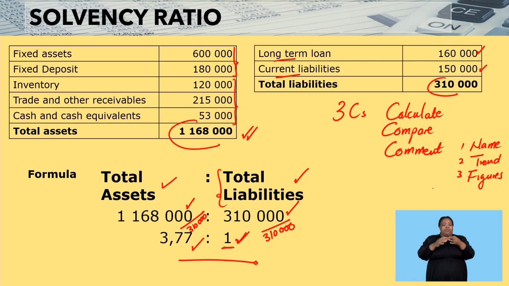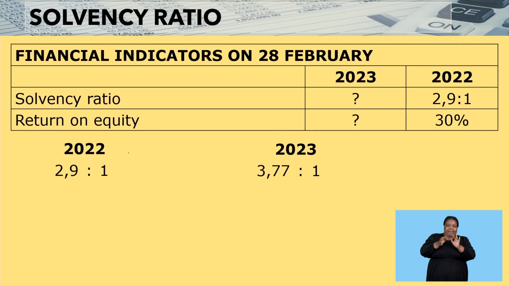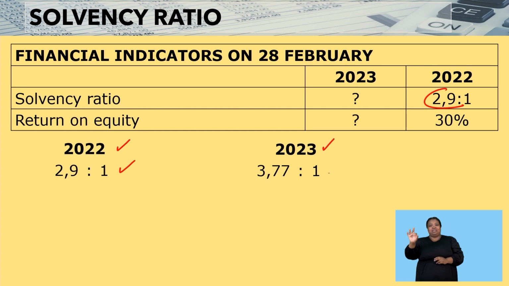So we are going to apply the 3 C's. First, calculate. We have calculated. What do we need to do now? We need to compare, and then we comment. But when we comment, we need the name, the trend, and the figures. Let's go and do that. As we can see here, in the year 2022, our solvency ratio was 2.9 as to 1. If we compare it with the year 2023, we can see that it is now 3.77 as to 1. So we are comparing here.